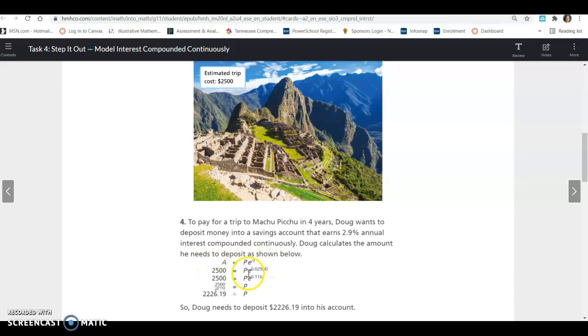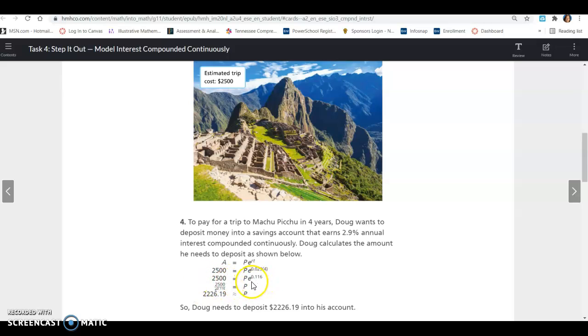e, remember, is a number, 2.7 and so on. So that's just a number like pi. It's an irrational number. So it's raised to the r times t. r is your rate. So we're going to take 2.9% and change that to a decimal, so move it 2 decimal places. So you get 0.029. And then it says for 4 years, so t is 4. So plug that into your formula, and you want to know when that's going to be $2,500 because that's how much the trip costs. So that's how much you need to have in the account.